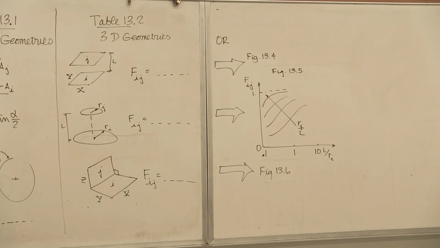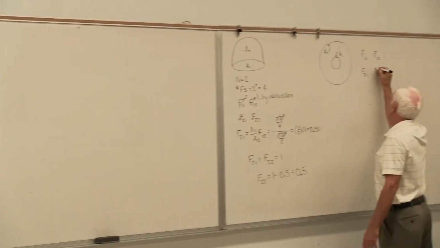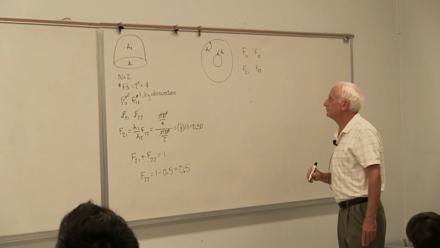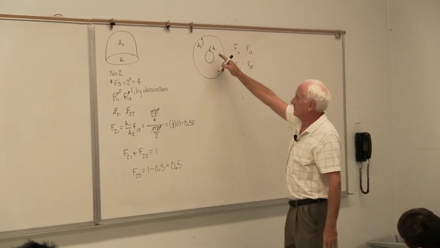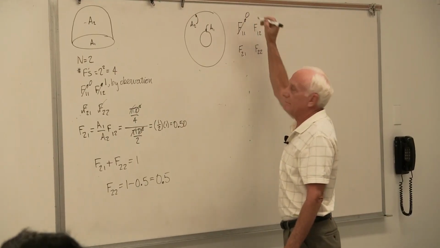Okay. All right, now we take another one. We put a tennis ball inside of a basketball. Two spheres. This surface, A1. This surface, A2. And now we say, find all F's: F11, F12, F21, F22. There are no plane surfaces. There's a convex surface. A1 is convex, so F11 is 0. Got it.